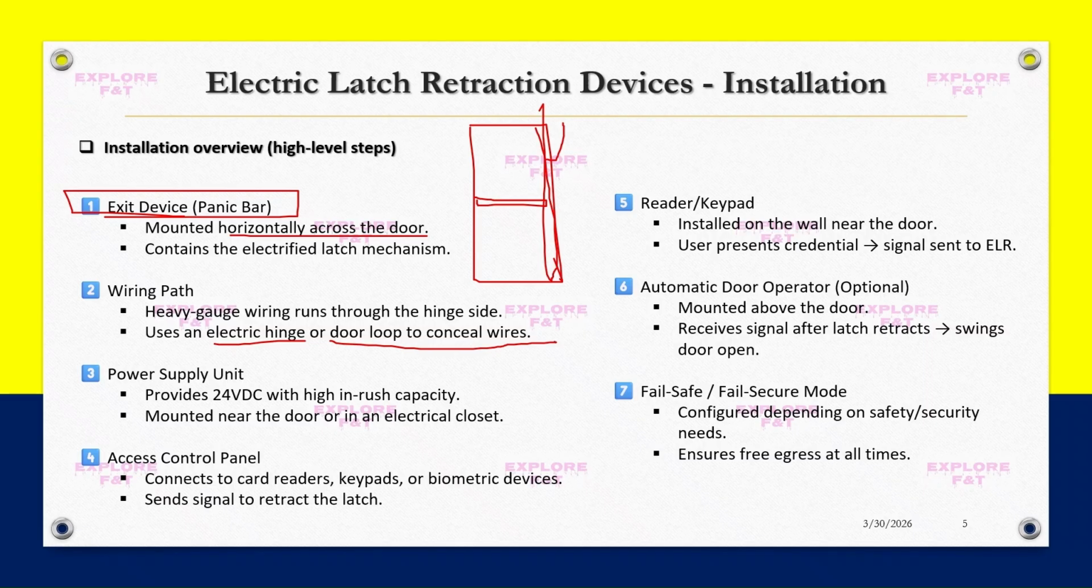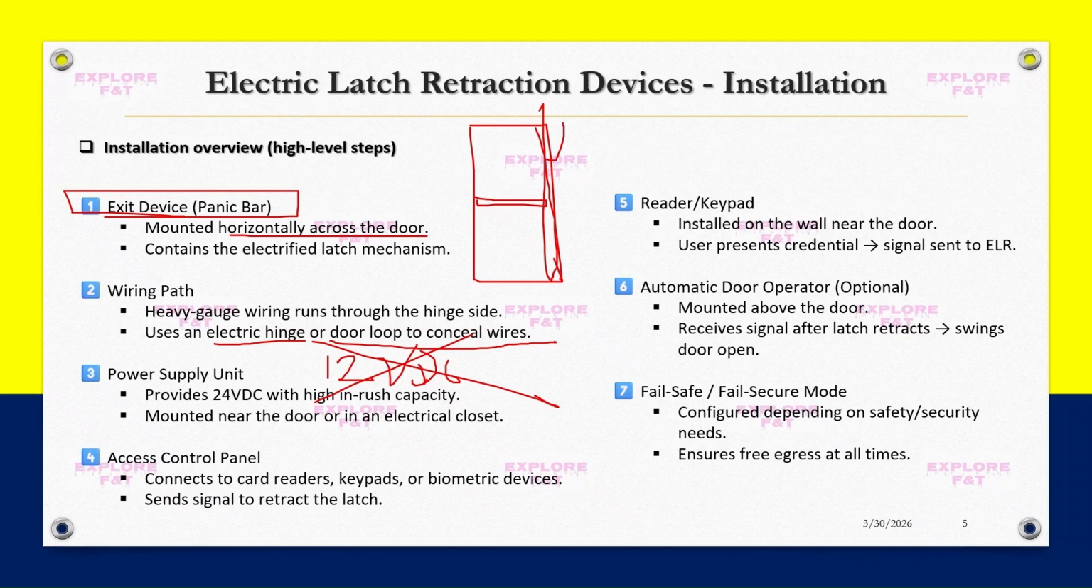Okay. Next one, power supply. We already covered that it will require 24-volt VDC, not 12-volt. 12-volt VDC is not suitable, it's wrong. It will not work because this requires high power. And the access control panel connects to card readers, keypad, and biometric devices to send the signal to retract the latch.